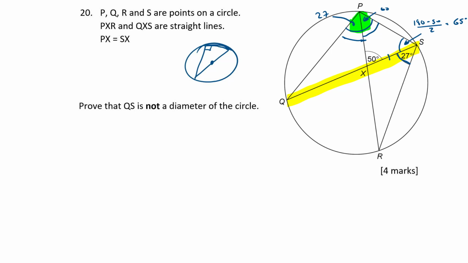So 27 plus 65 is not 90, is it? It's 92. So it isn't a right angle, and therefore it isn't going to be an angle in the semicircle. So I'm going to write all that down then.